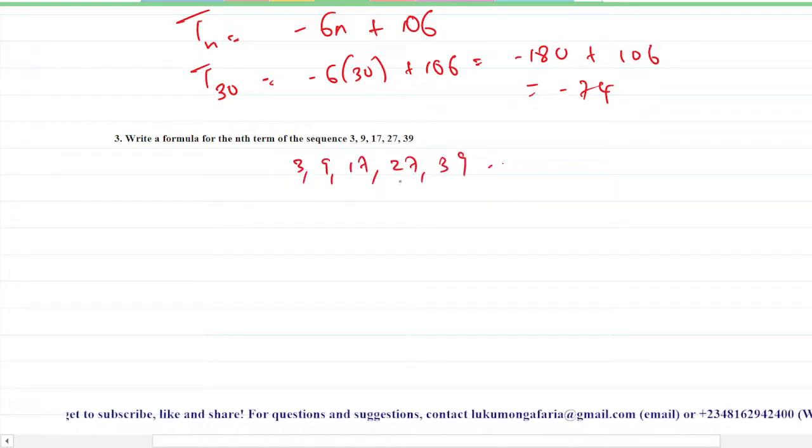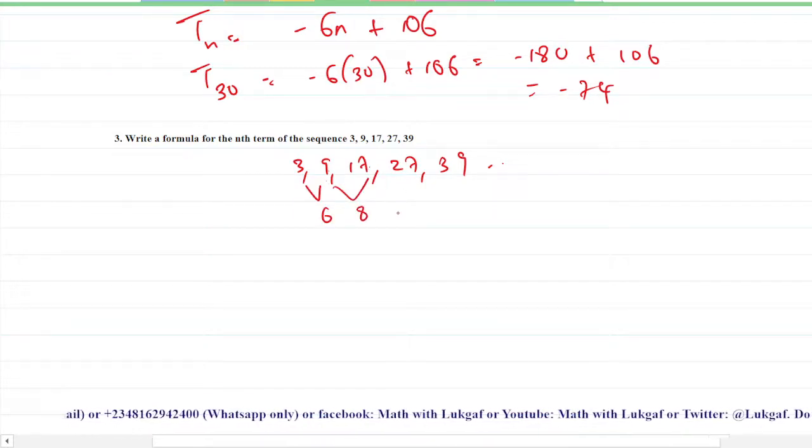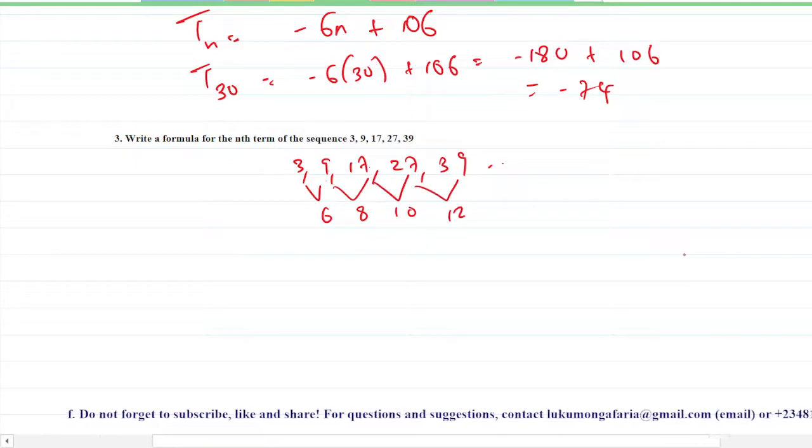Let's see, is it a linear sequence? It's not a linear sequence, because if you subtract, 9 minus 3 is 6, 17 minus 9 will give me 8, 27 minus 17 will give me 10, and 39 minus 27 will give me 12. You can see you didn't obtain the general term. You didn't obtain a constant number. That's not a linear sequence.